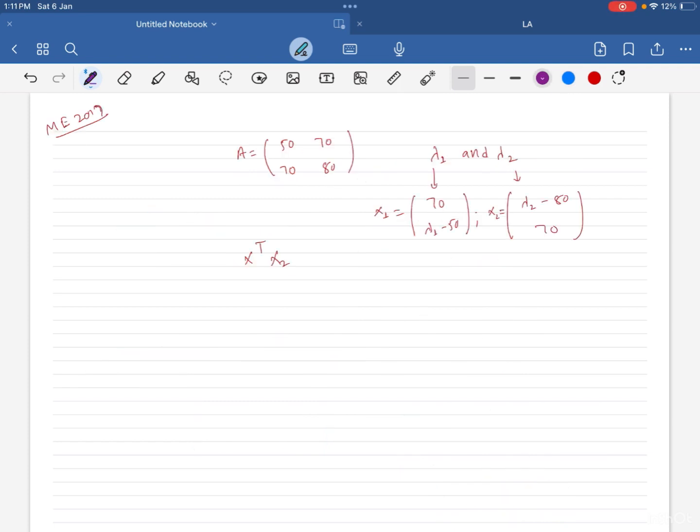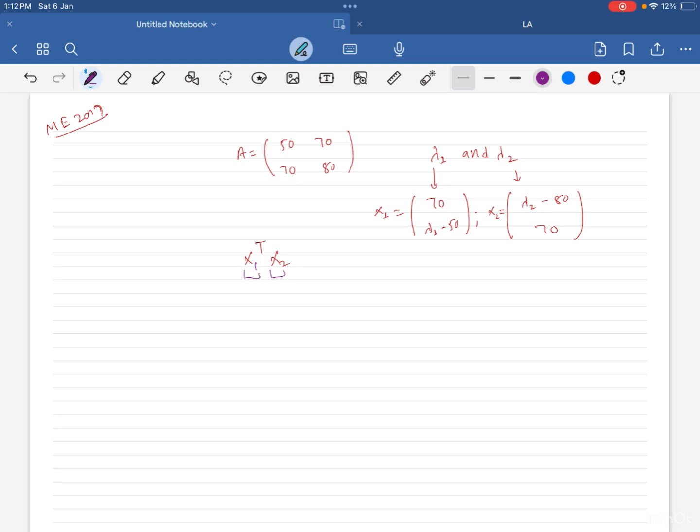Okay, so this question is from ME Mechanical Engineering 2017. So this is a conceptual question. We have been given this matrix A, and this matrix has two eigenvalues, lambda 1 and lambda 2. The eigenvector corresponding to lambda 1 is this x1, and the eigenvector corresponding to eigenvalue lambda 2 is this one. So this ensures that we will have two different eigenvalues. Then we have been asked what x1 transpose x2 would be. So x1 is your eigenvector, and x2 is the second eigenvector.